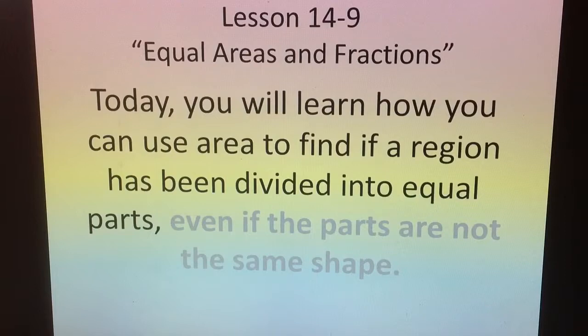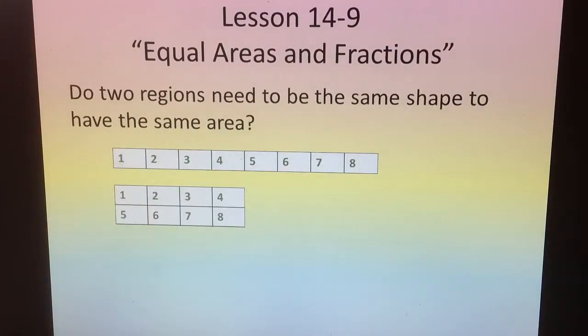So today you will learn how you can use area to find if a region has been divided into equal parts, even if the parts are not the same shape. We asked ourselves, do two regions need to be the same shape to have the same area?